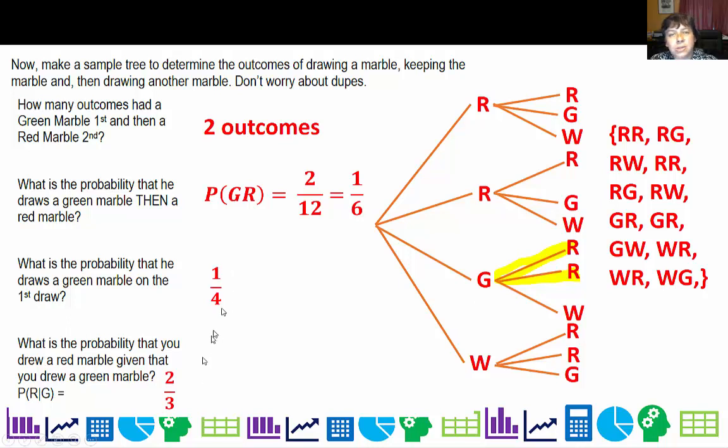Now, notice how you can put these two probabilities together again by multiplying them, and that would give you 2 over 12, or 1/6. So you can actually multiply probabilities along these sample trees and tree diagrams, and I would strongly recommend it.